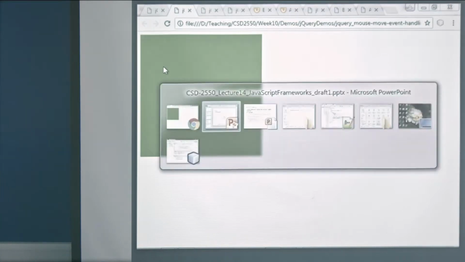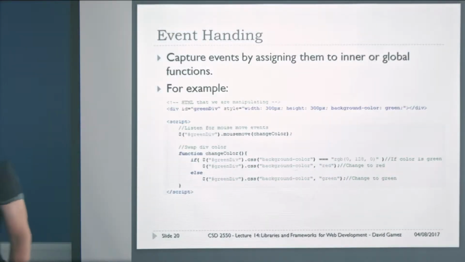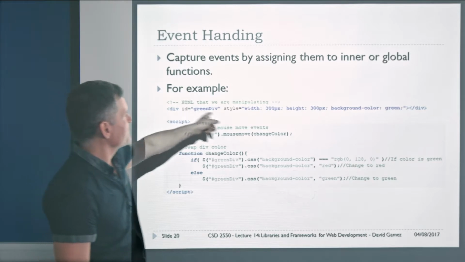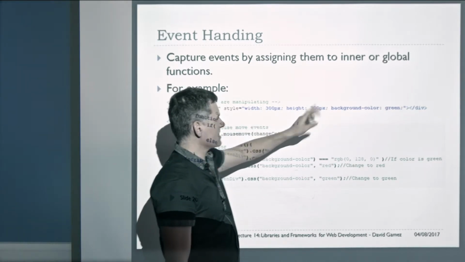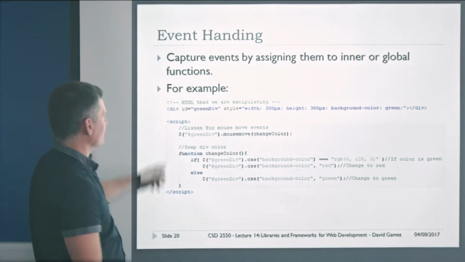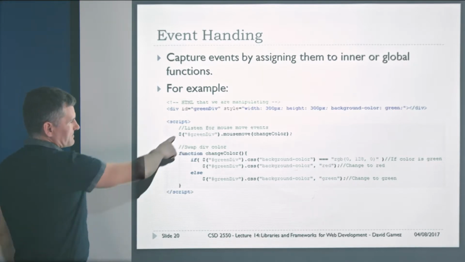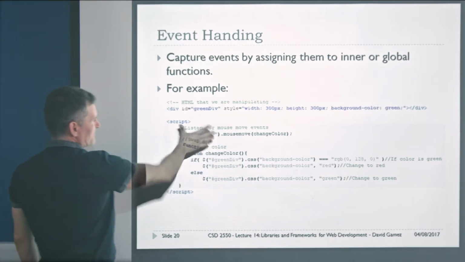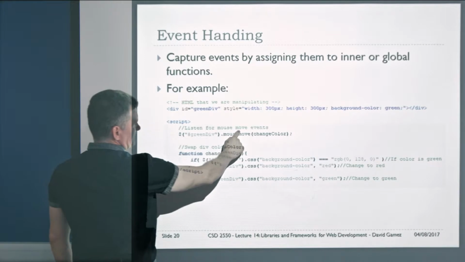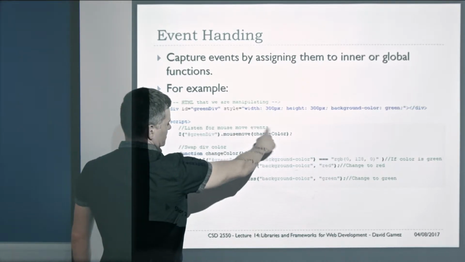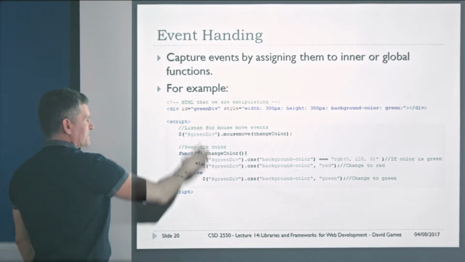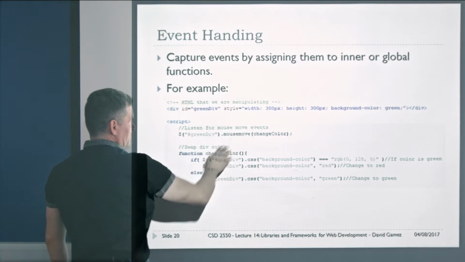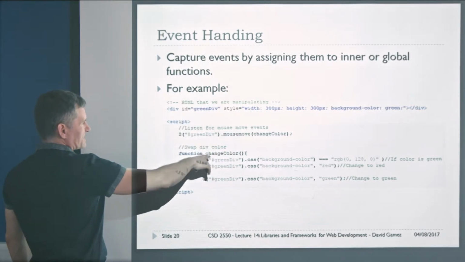So here's the div: width 300 pixels, height 300 pixels, background color green. Then what we do is we have an event handler here. We grab the green div, and we assign its mouse move event to the change color function that we've written. So this change color function is called whenever the mouse moves over that div.